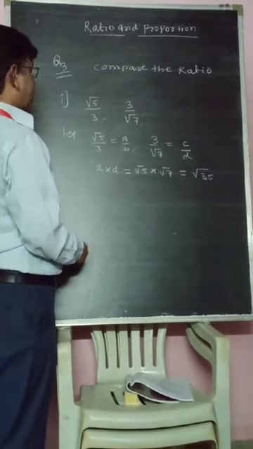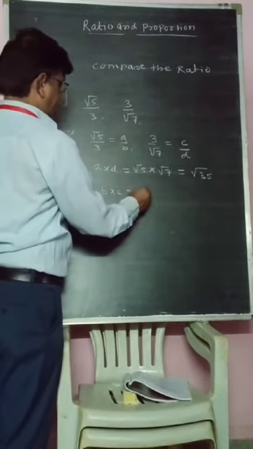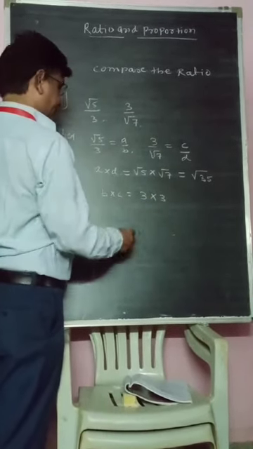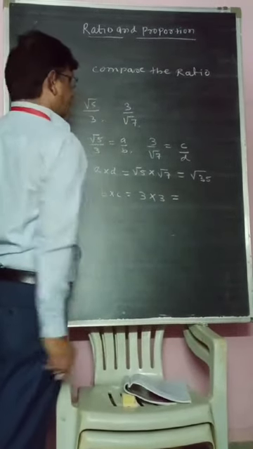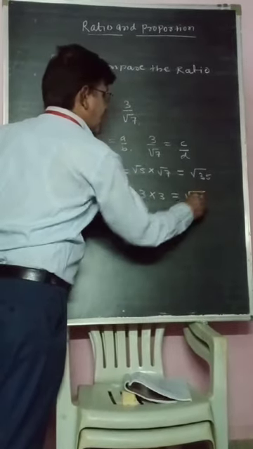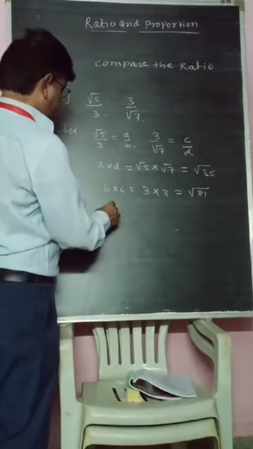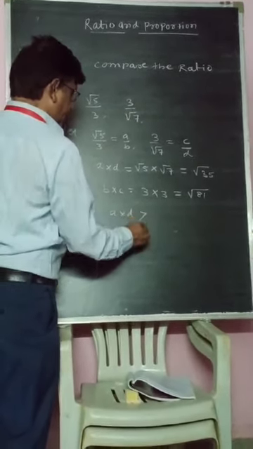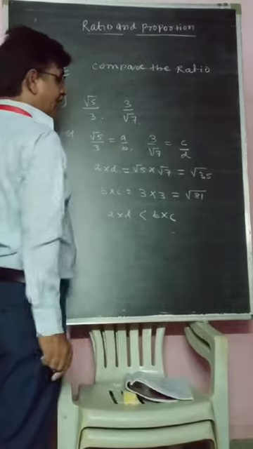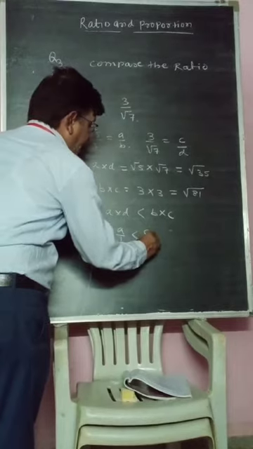Now you have to find out b into c. B into c is 3 into 3, which is 9. If you take this 9 in a root, then 9 9s are 81, so in root it is 81. So which is greater? B into c is greater. Therefore a into d is smaller than b into c. If a into d is smaller than b into c, then the second ratio is greater. It means a by b is smaller than c by d.